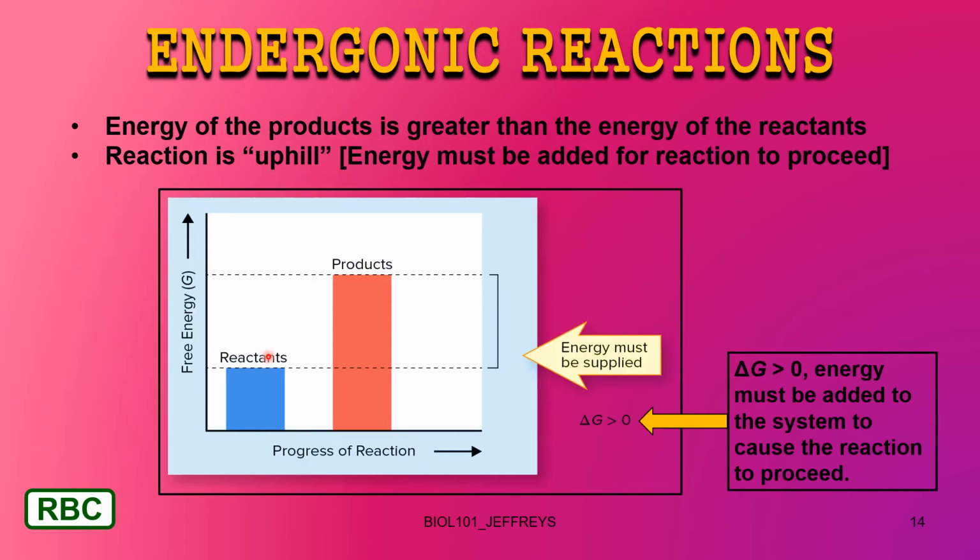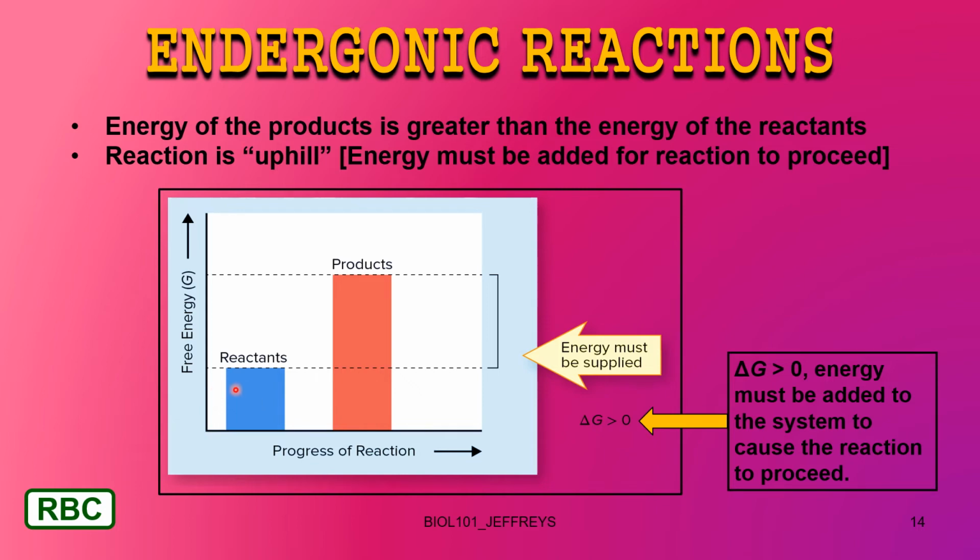So for endergonic reactions, here's a nice illustration. The energy of the products here is greater than the energy of the reactants here. This is Gibbs free energy. Remember, we add the reactants together and we make the products. That's the reaction. The energy of the products is greater than the energy of the reactants.